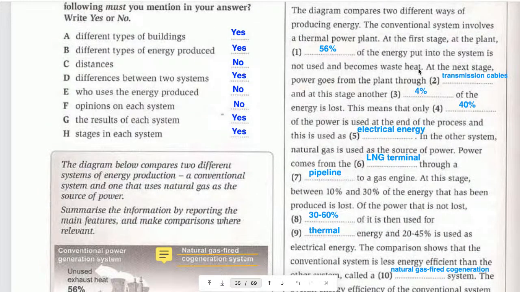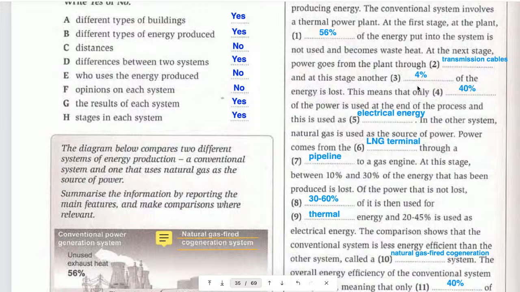All right, next. Yeah, you can read that one as well. No, we need a number here. What is the answer for this? Guys? 4%, yes. So the answer for number 2 is transmission cables, and number 3 is 4%, yeah?